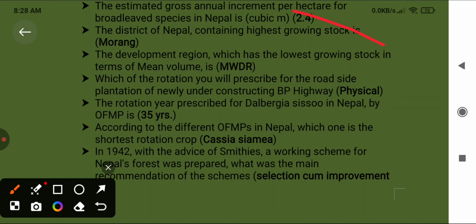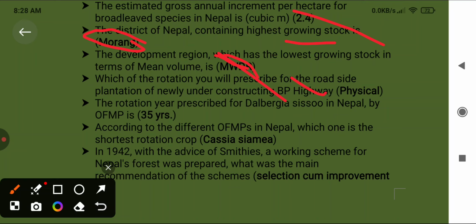The district of Nepal containing the highest growing stock is Morang. The development region which has the lowest growing stock is Midwest Development Region. Which rotation will you prescribe for the roadside plantation of the newly under-construction BP highway? Physical.